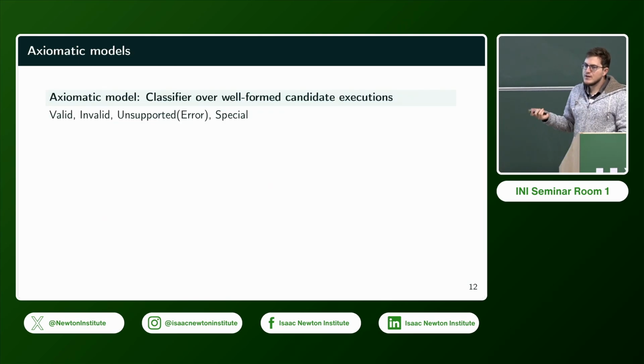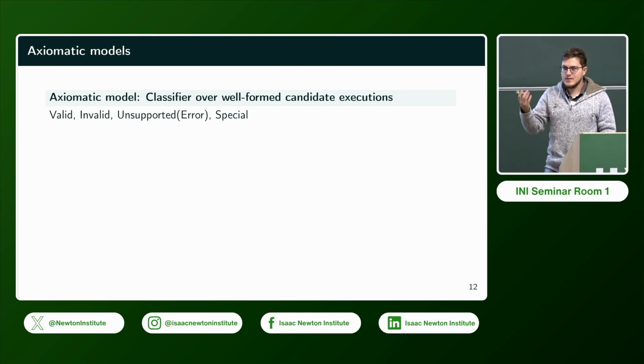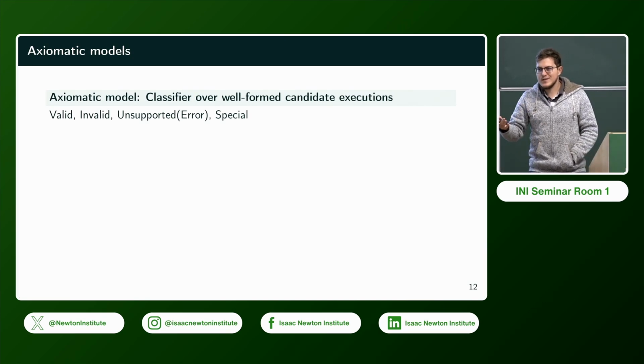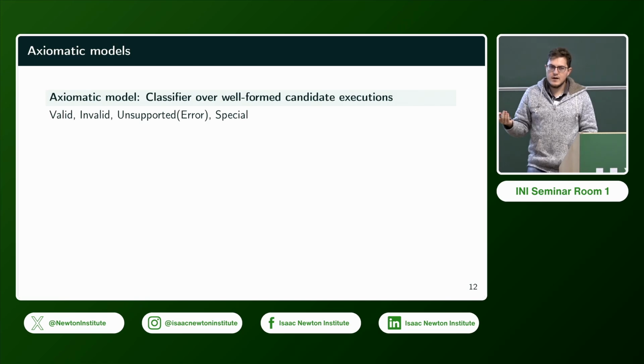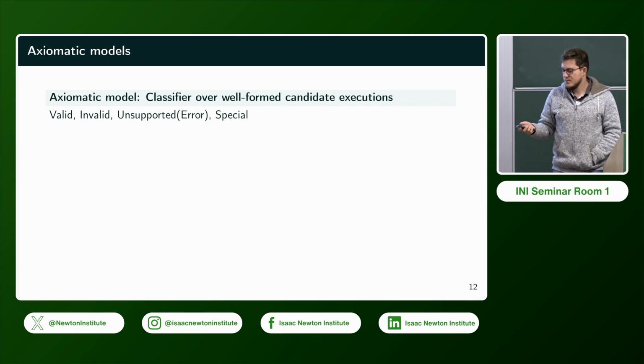And so to define an axiomatic model from those things, you need to define a classifier that takes those objects, those traces, and tells you if they are valid, if they are invalid, or also if they are unsupported, which means they are consistent, but they do stuff that your model doesn't support. And then you have those special outcomes like constrained unpredictable from the architecture, so you can tell this execution will trigger this constrained unpredictable behavior, and therefore the set of behavior you could observe is quite large.